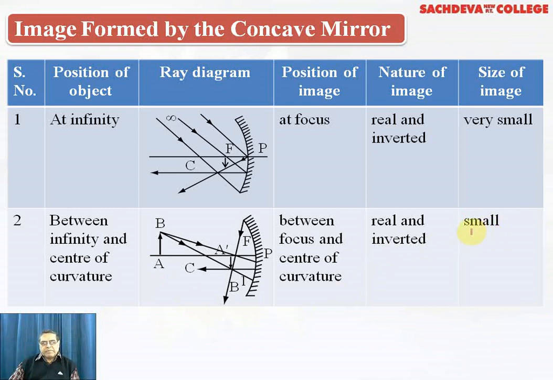So it means that in two situations we have discussed, when the object is at infinity, the image will be real and inverted, very small, and it will be produced at the focus. Similarly, in the second case, the object is between infinity and the center of curvature. So C is the center of curvature, and AB is beyond the center of curvature. So again, an inverted image is formed as shown.